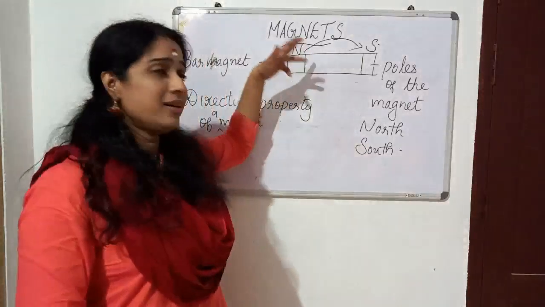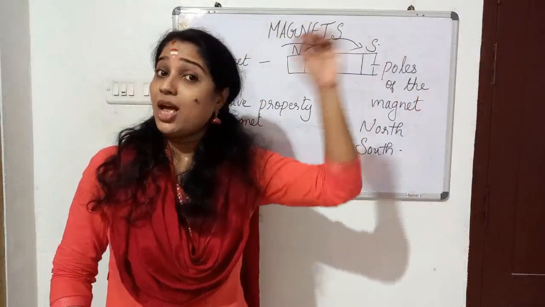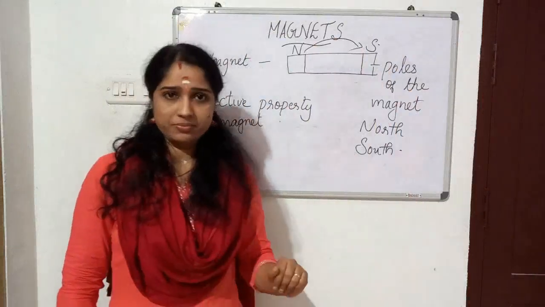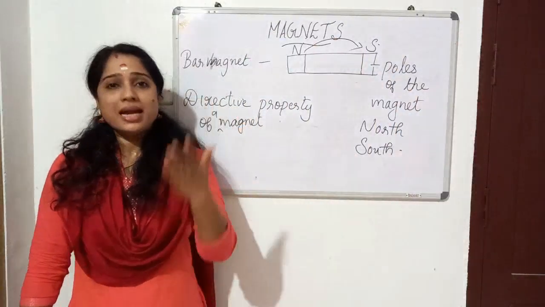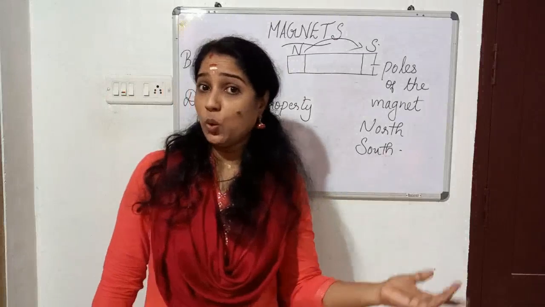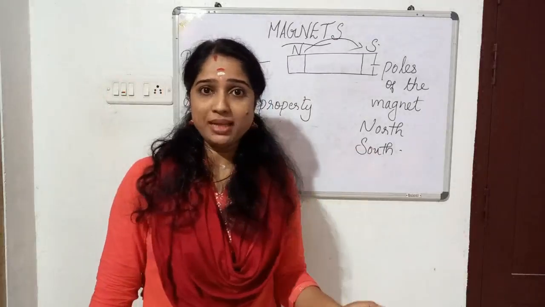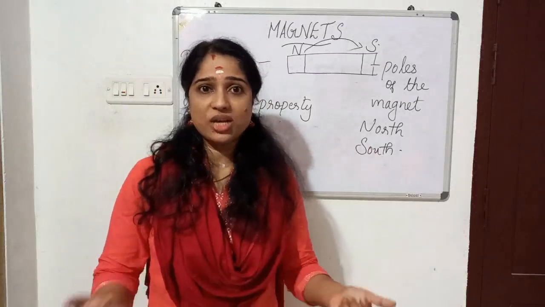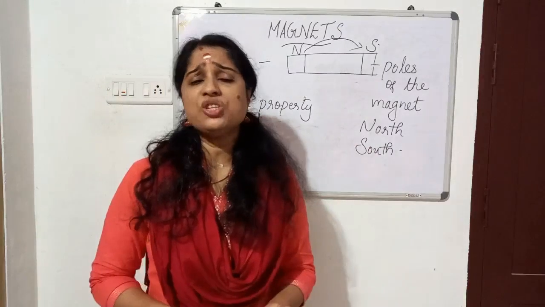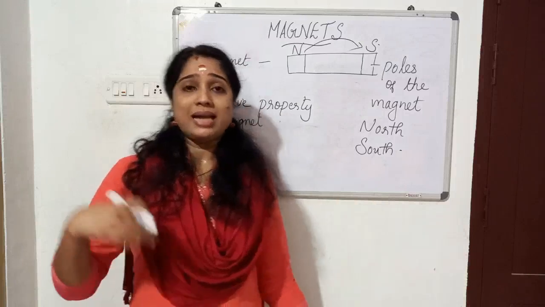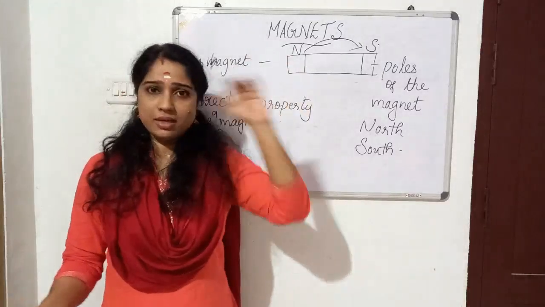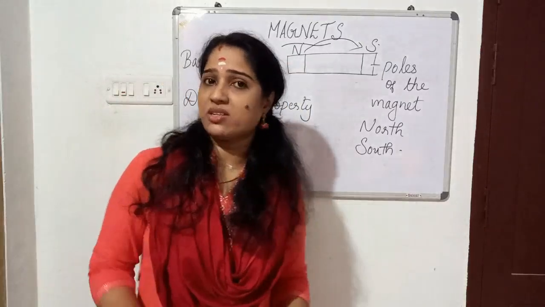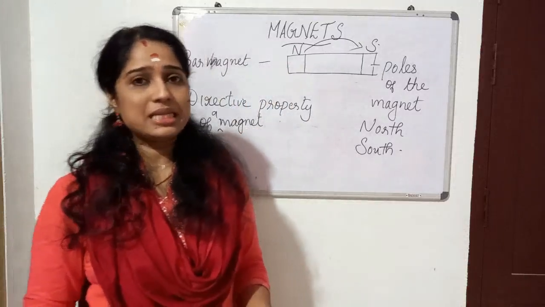North means it points towards the north part of the earth, the North Pole of the earth. In social science you have studied about the North Pole and the South Pole. Hope you remember that. The coldest area, the polar region, extremely cold. And of course, the four directions we all know: north, south, east and west.